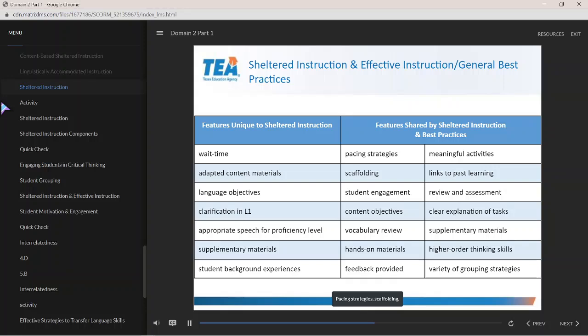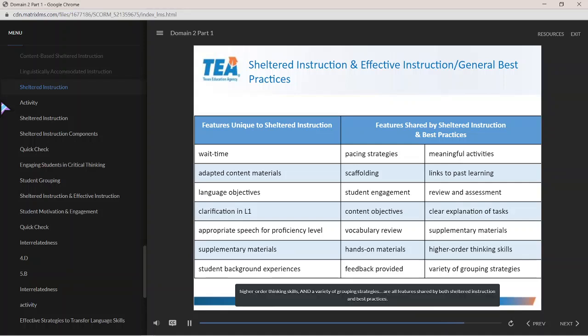Pacing strategies, scaffolding, student engagement, content objectives, vocabulary review, hands-on materials, feedback provided, meaningful activities, links to past learning, review and assessment, clear expectation of tasks, supplementary materials, higher order thinking skills, and a variety of grouping strategies are all features shared by both sheltered instruction and best practices.